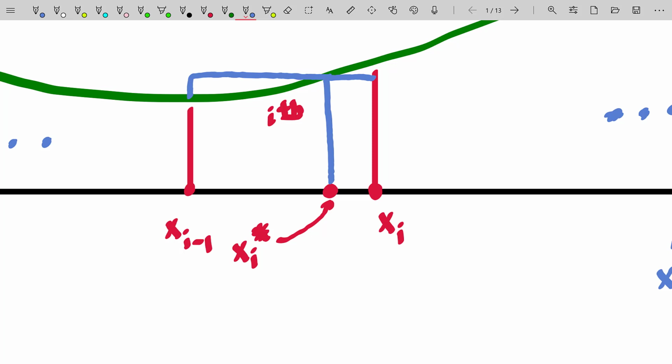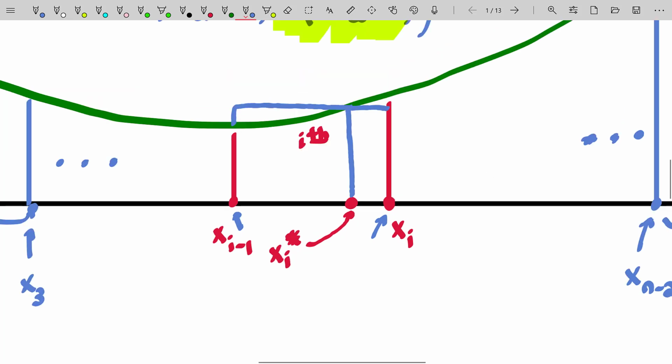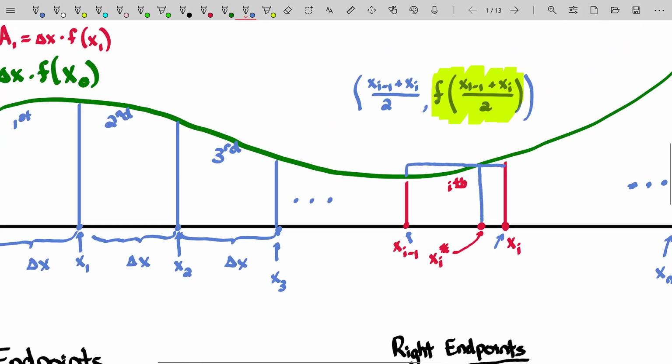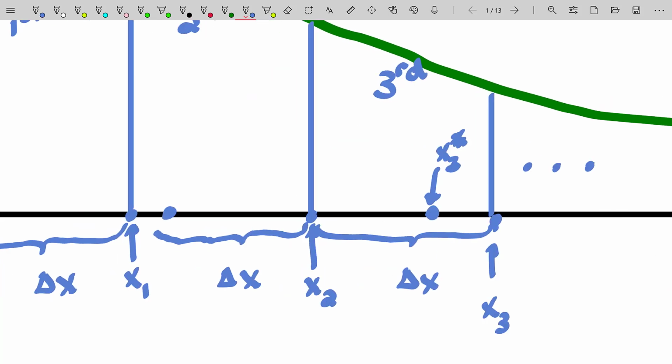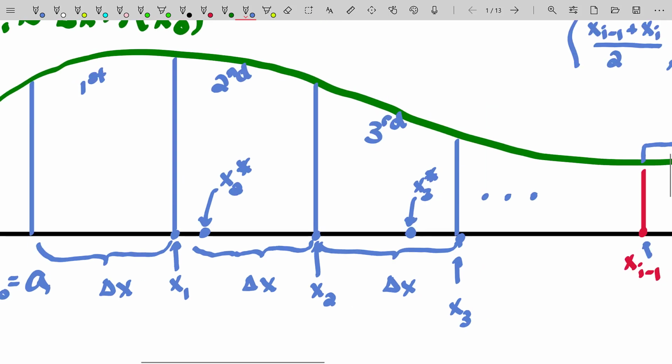So x sub i star is just an arbitrary value between x sub i minus 1 and x sub i. Could be the actual right or left end points. So x sub 3 star could be this guy right here. x sub 2 star might be this guy right here. And it's x sub 2 star because it's in the second subinterval, and so on and so forth. They don't always have to be placed at the same spot within their respective subintervals.